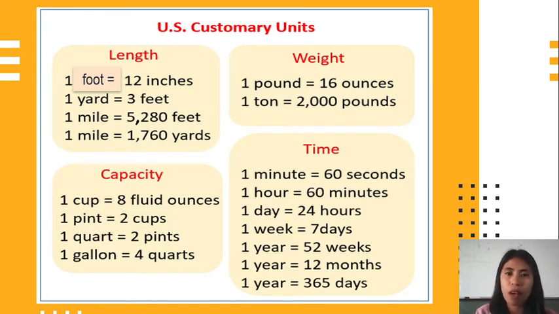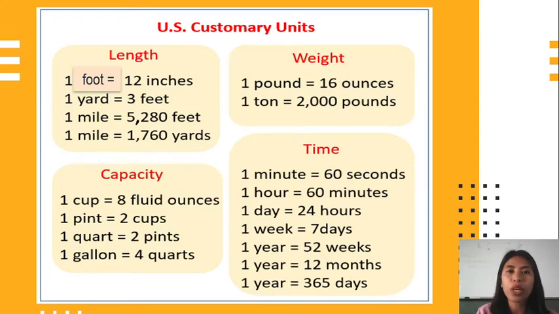For weight, 1 pound is equal to 16 ounces. 1 ton is equal to 2,000 pounds. For capacity, 1 cup is equal to 8 fluid ounces. 1 pint is equal to 2 cups. 1 quart is equal to 2 pints. And 1 gallon is equal to 4 quarts.